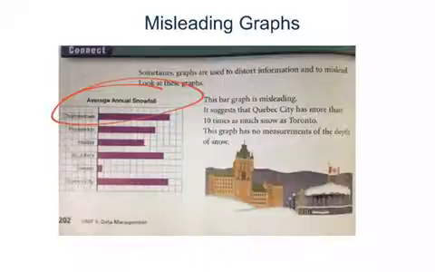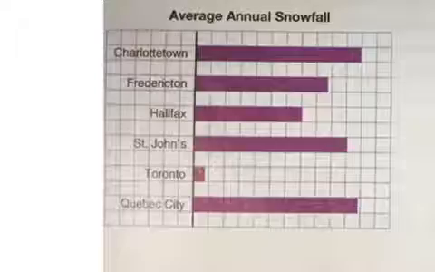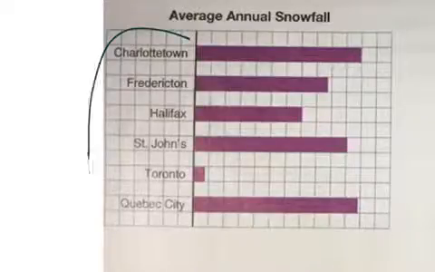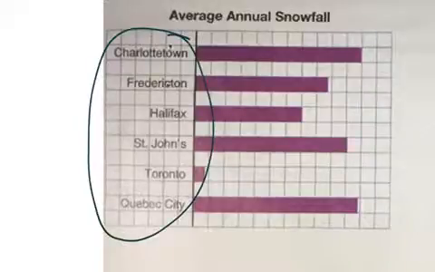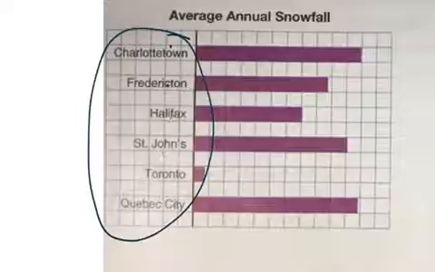So this graph that we see here is a graph about the average annual snowfall, and you can tell that by looking at the title of the graph. But the bar graph itself is misleading. So if we take a minute here and make the graph bigger, we can see that along the y-axis here we have 6 different Canadian towns, and the bars are meant to represent the average snowfall that each town gets.